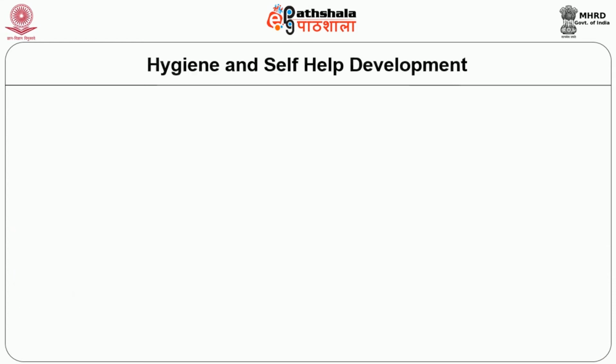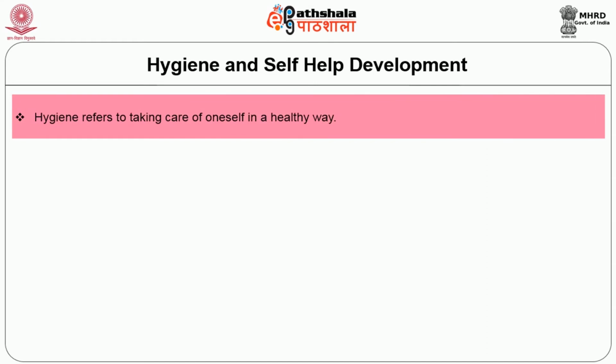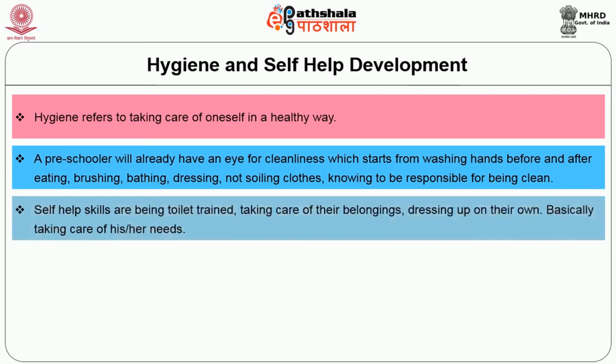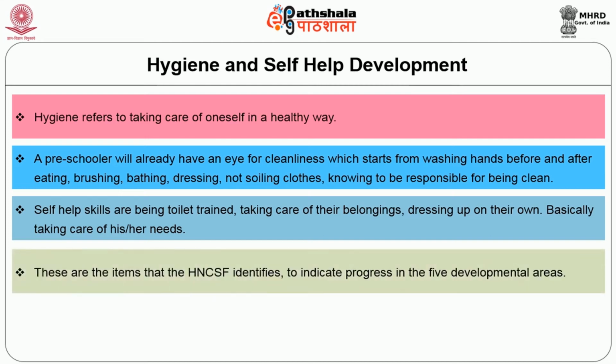The next aspect is hygiene and self-help development. Hygiene refers to taking care of oneself in a healthy way. A preschooler will already have an eye for cleanliness, which starts from washing hands before and after eating, brushing, bathing, dressing, not soiling clothes, and knowing to be responsible for being clean. Self-help skills are toileting, taking care of their belongings, dressing up on their own, basically taking care of his or her needs.